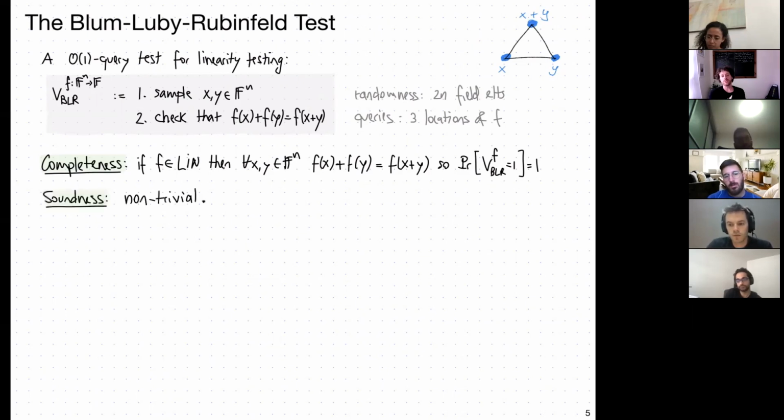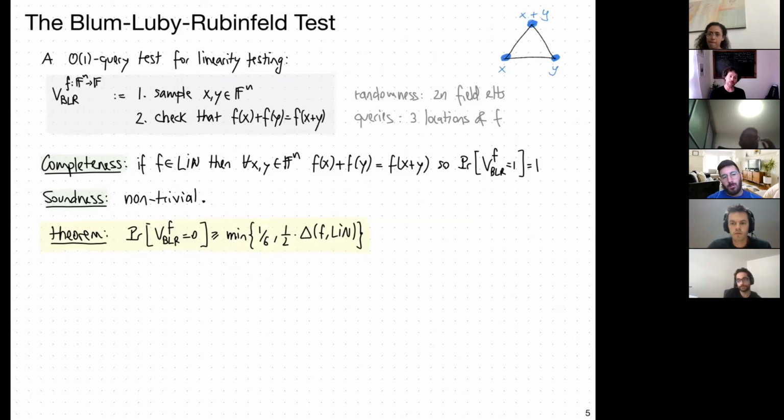soundness. So what is soundness? It means what happens when a function is epsilon far from being linear. So the name of the game, what we'll try to prove is that if the function is far from linear, then our algorithm rejects. More precisely, what we show is that the probability that this test will reject is at least the minimum between some constant and this other term.